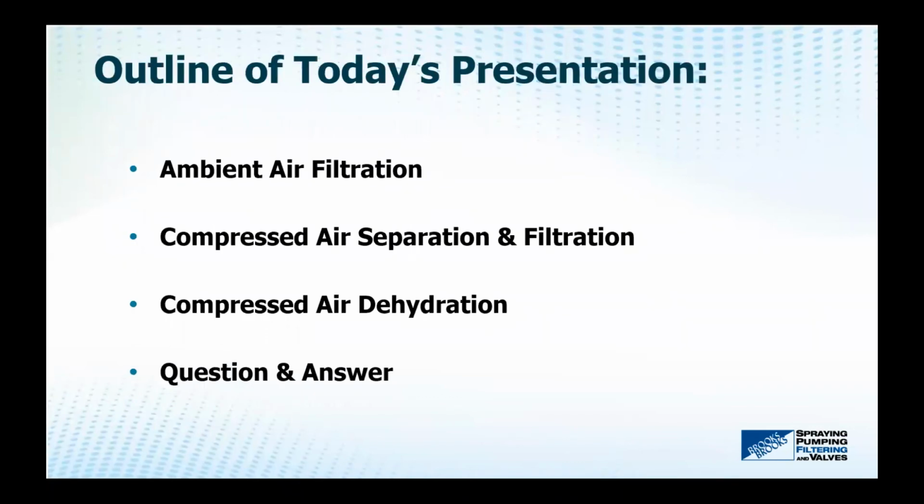Basically, today's outline consists of ambient air filtration, compressed air separation and filtration, and then compressed air dehydration. Ambient air filtration is at 0 psi. Compressed air filtration and separation is more about removing liquids and particles out of the air using filtration and separation. And then there's compressed air dehydration, which would typically be something like a refrigerant dryer or desiccant dryer, something that removes the vapors out of the compressed air. At the end, we'll have a few moments for some question and answers.